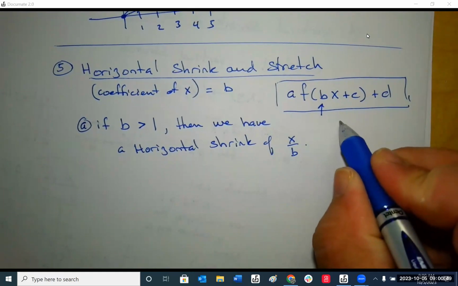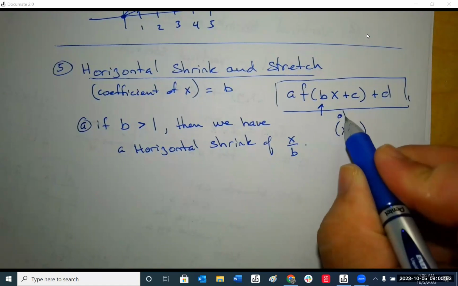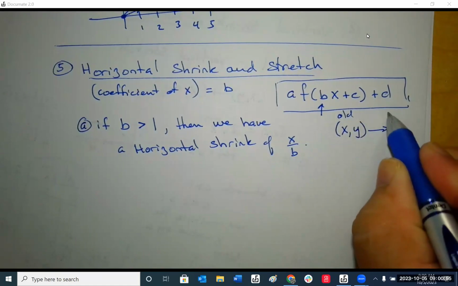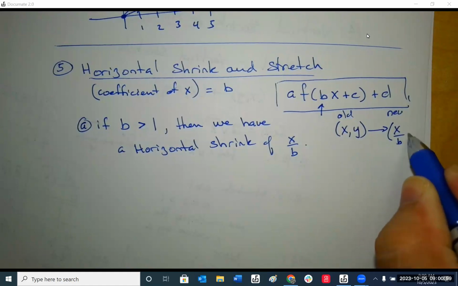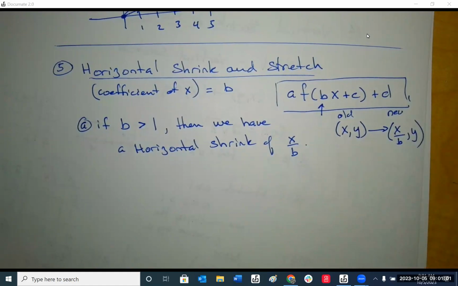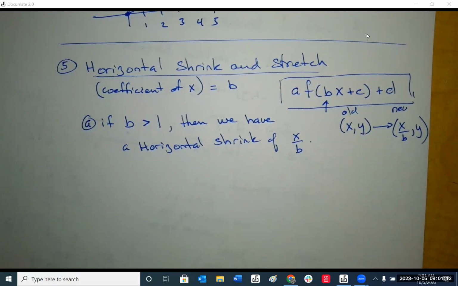What's happening here is this. We're going from our old point to our new point. It's going to be x over B, y. So if it's greater than 1, we divide by B.